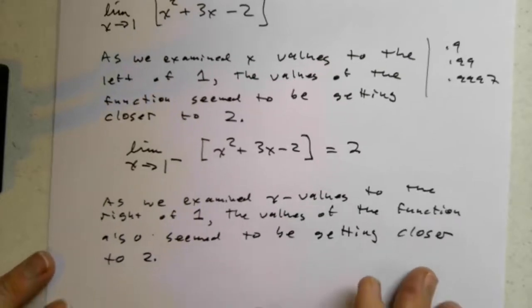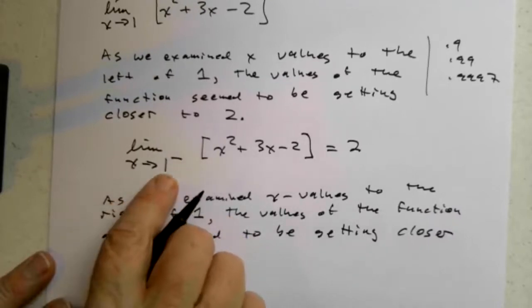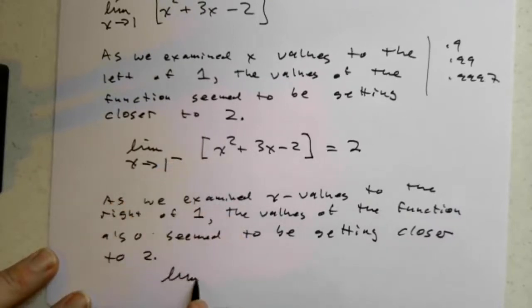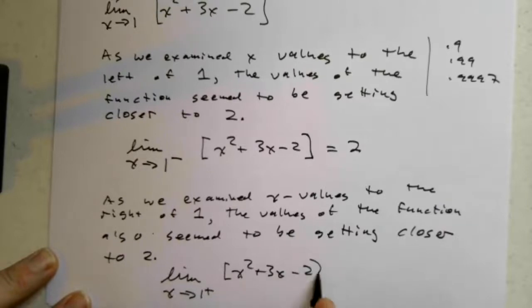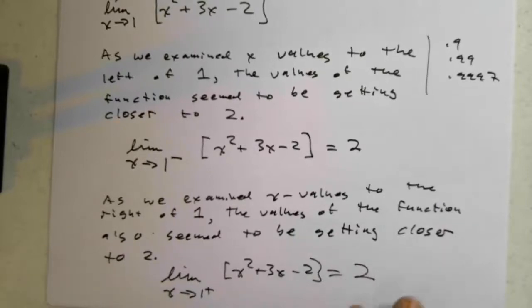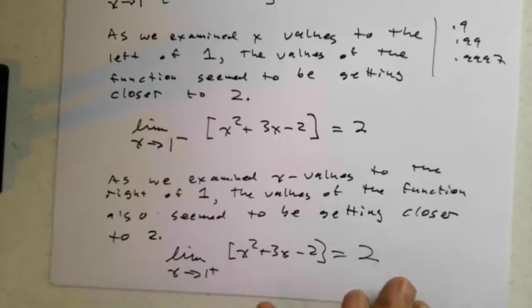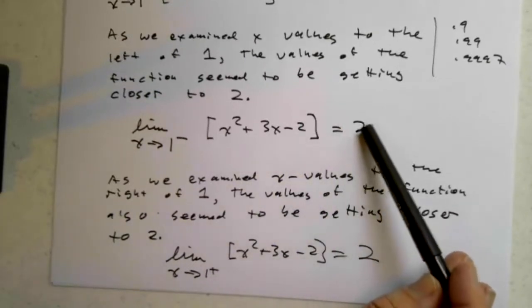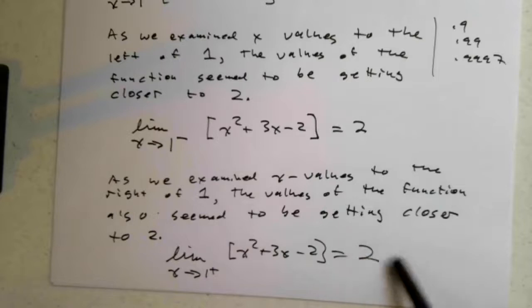So the notation we use for that, no surprise, is similar to this, except as we approach it from the right, we change that to a plus sign. So we have shown, at least we are hypothesizing, approaching from the left, the values of the function get closer and closer to 2. Approaching from the right, the values of the function seem to be getting closer and closer to 2. And in that case, when the limit from the left is the same as the limit from the right, then we say that the limit exists.